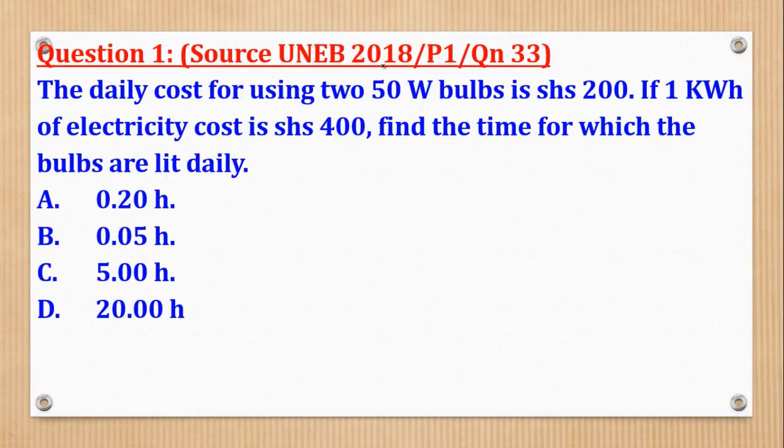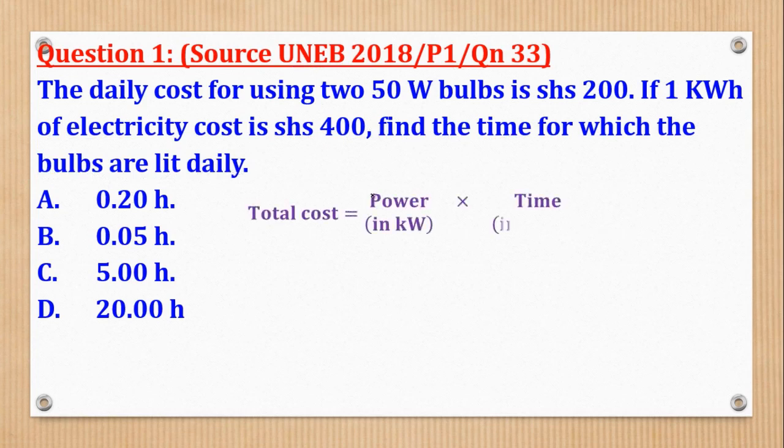So we start with question 1, which came from UNEB 2018 Paper 1 Question 33, and it says: the daily cost for using two 50-watt bulbs is shillings 200. If 1 kilowatt hour of electricity costs shillings 400, find the time for which the bulbs are lit daily.